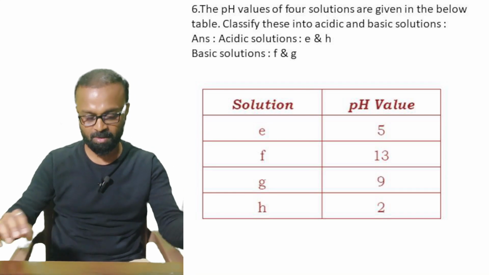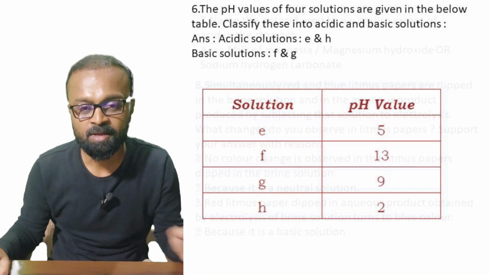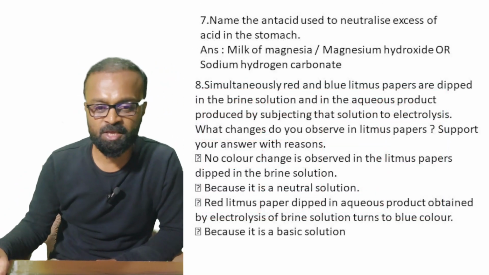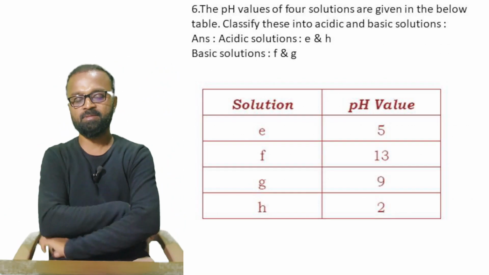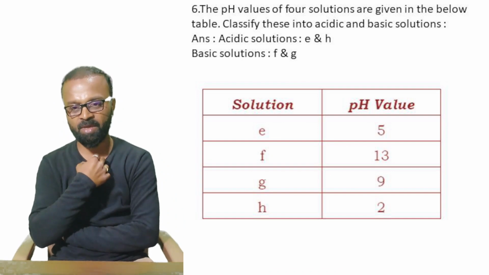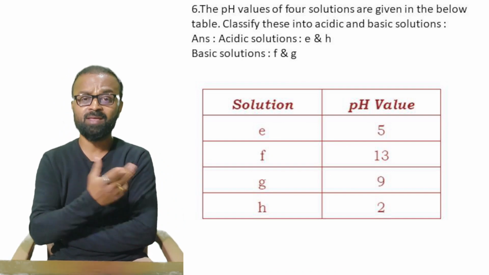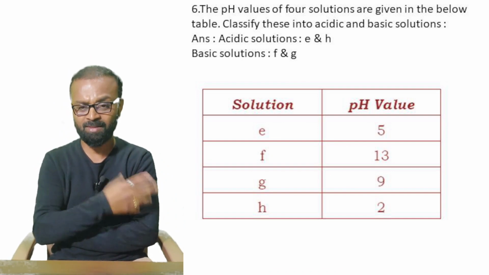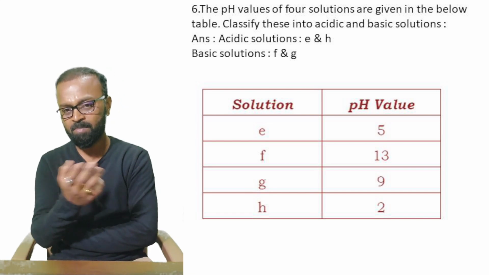Based on that also, they'll ask a 1 mark give-reason question. Now here come the solutions E, F, G, H, and they're given 5, 13, 9 and 2 as the pH values. Now what are they asking? Which are the acidic solutions? Definitely anything below 7 is an acidic solution, and anything above 7 is a basic solution.